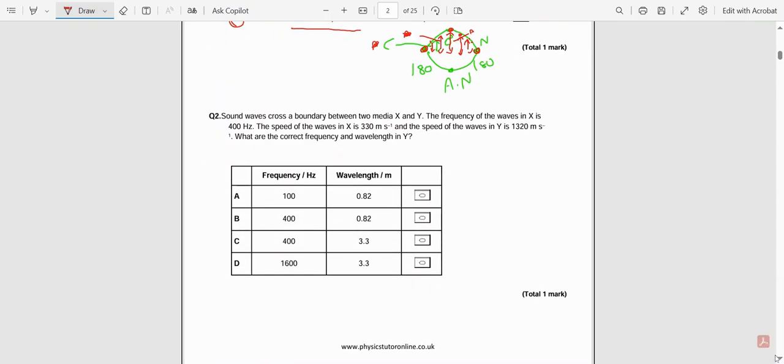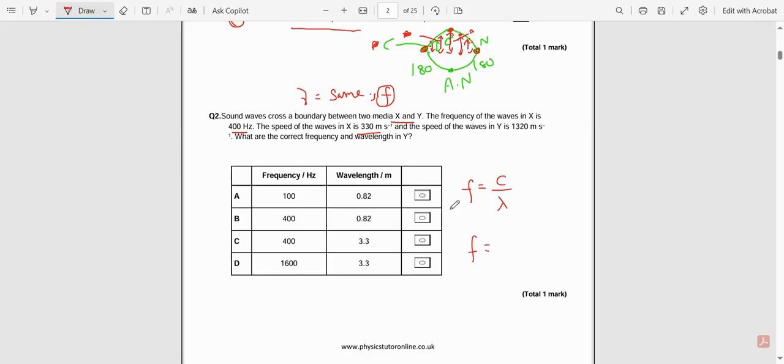Sound waves cross a boundary between two media X and Y. The frequency of the waves in X is 400 Hz. The speed of the waves in X is 330 meter per second. Okay, so a sound wave is crossing a boundary between X and Y. So when the wave is crossing a different boundary, the frequency will be the same. What is the symbol for frequency in physics? I think in AS level you will learn f, right? So f is the frequency. So f is equal to c by lambda.